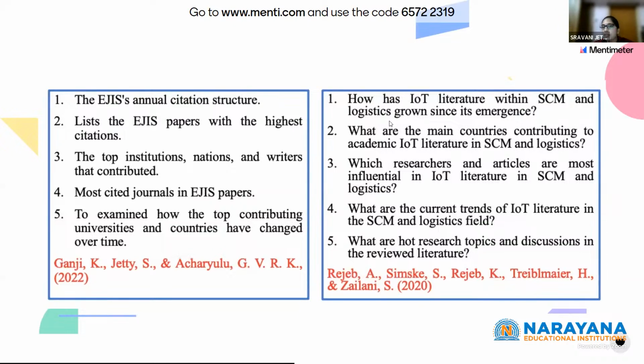Another objective can be related to your topic of interest. Like here, how has IoT literature emerged through the years in the SCM and logistics field? How many countries are contributing to the academic literature of IoT in SCM and logistics? Who are the famous researchers? What are the most cited articles in this field? And what are the current trends and the hot research topics in this particular field? So before starting a bibliometric analysis, you have to be very clear about the objectives and the research topics or terms you want to search.